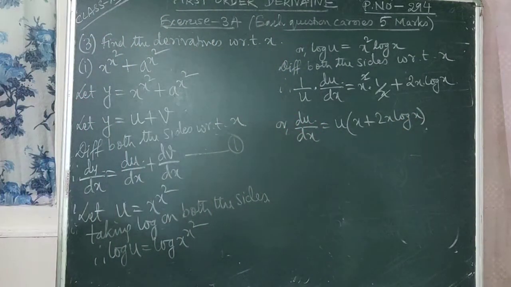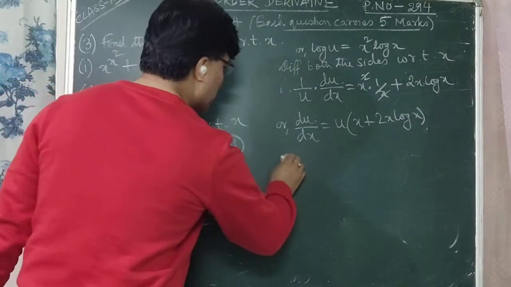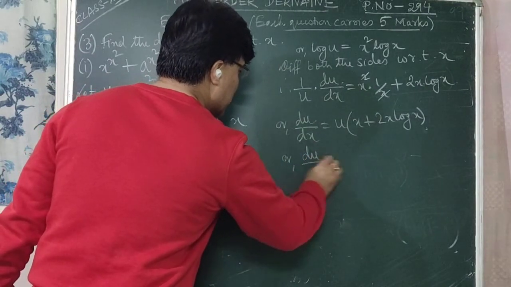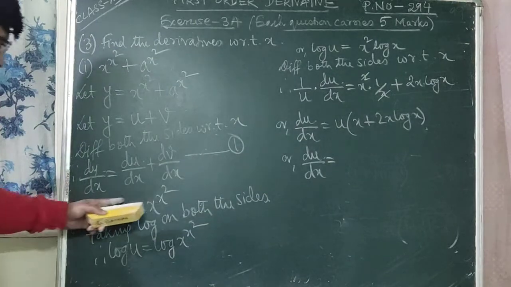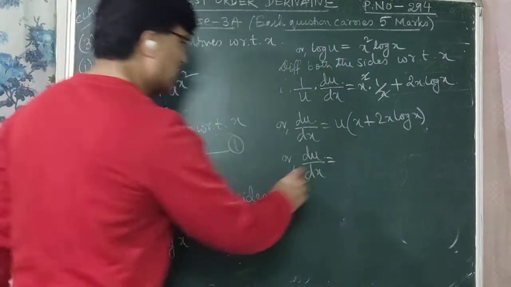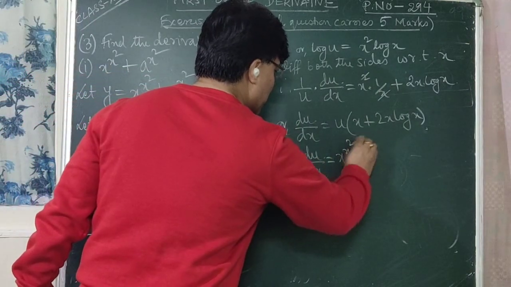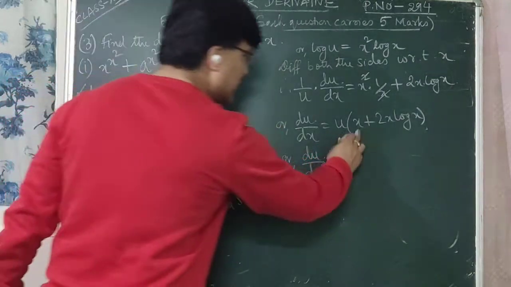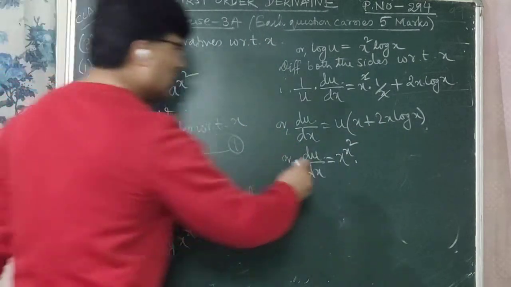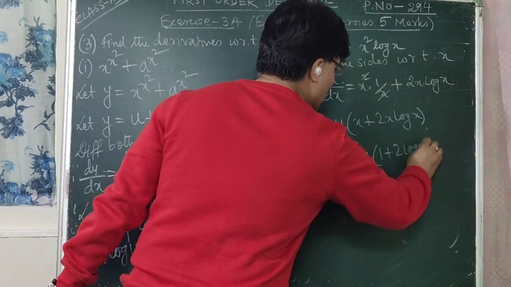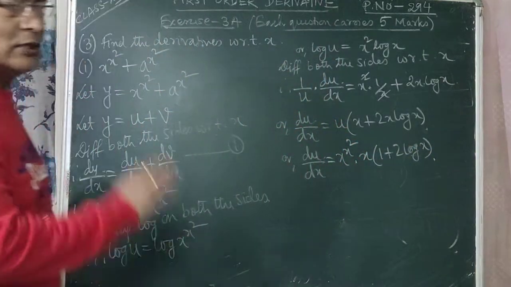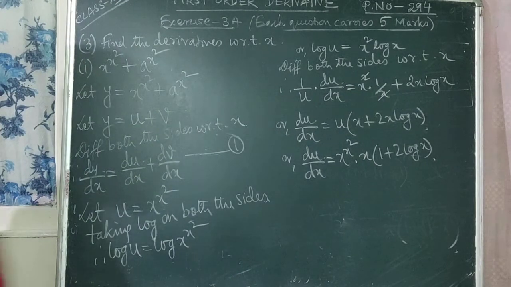Is that clear now? Now let us put the value for u. Du by dx is equal to, what was the value for u? U was x to the power x square. Let us write it here. X to the power x square into, again x is taken common out here. So x is common within bracket 1 plus 2 log x. Is that clear? So this is the value for du by dx.